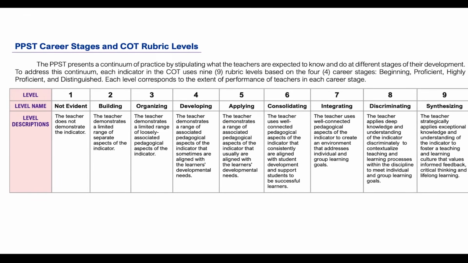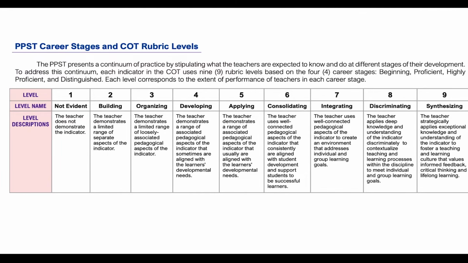So it's important for us to understand the career stages. Whether you are the ratee or the rater, you have to understand the PPST career stages and COT rubric levels. The PPST presents a continuum of practice by stipulating what teachers are expected to know and do at different stages of their development. To address this continuum, each indicator in the COT uses 9 rubric levels. So there are actually 9 rubric levels based on the 4 career stages.